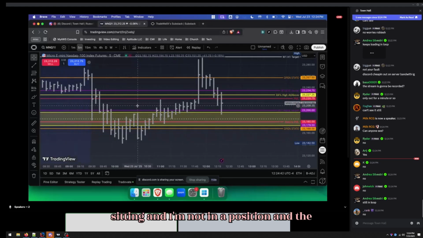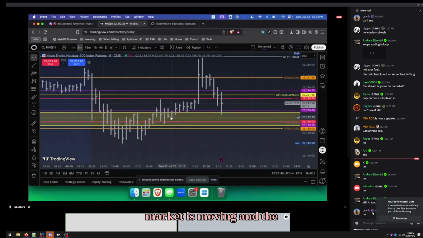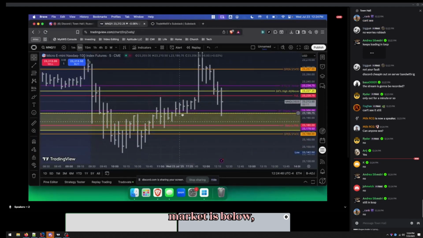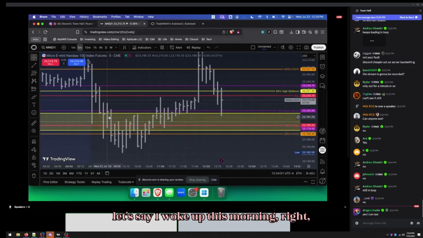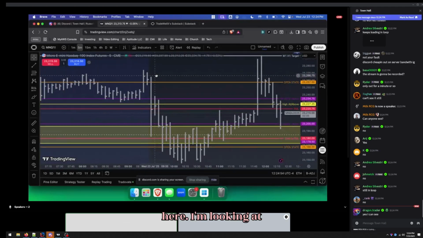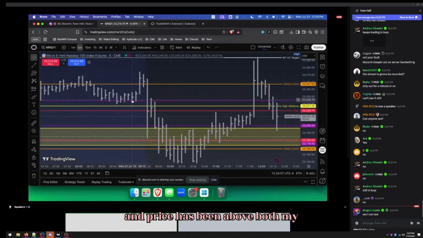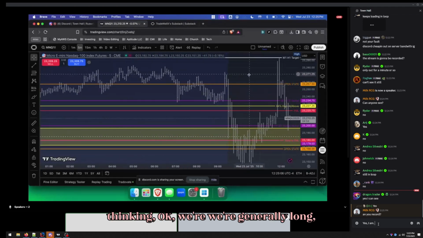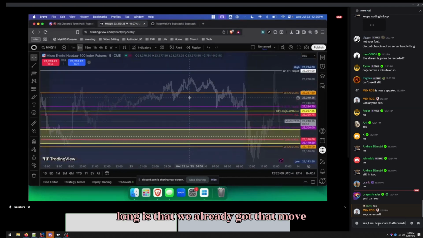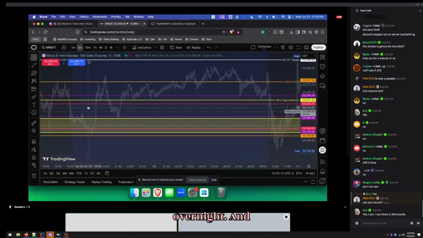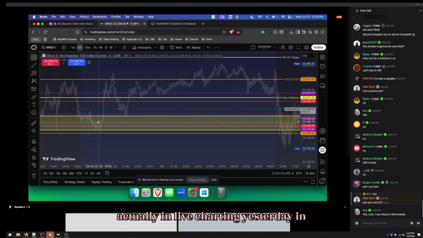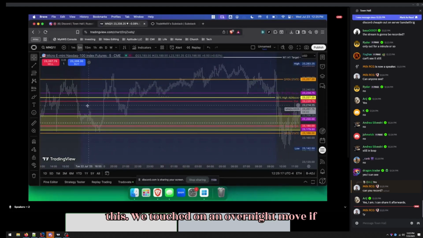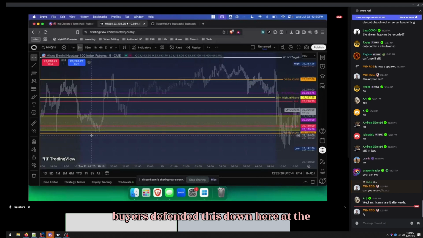So if I'm not in a position and the market is moving, let's say I woke up this morning, right here, and price has been above both my wave 10 and wave 7 hourly vectors. I'm thinking, okay, we're generally long, but the issue with trying to be biased long is that we already got that move overnight. And actually, in live charting yesterday in the Tradewell X Discord, we touched on an overnight move if buyers defended the bottom of this yellow area.